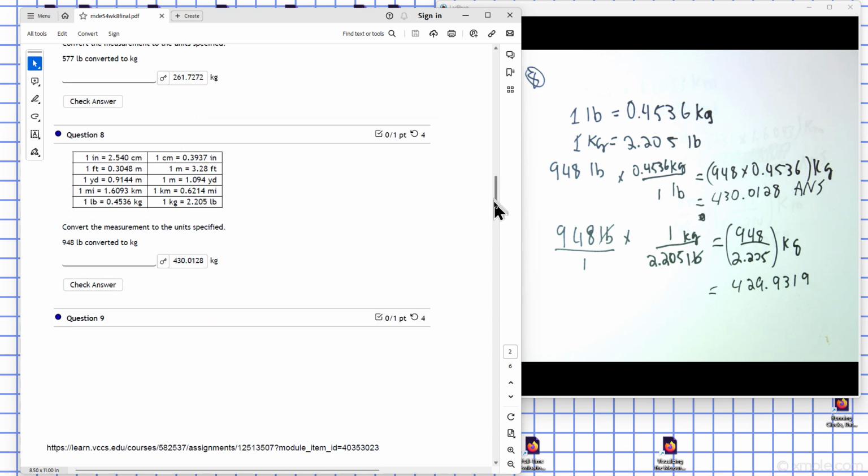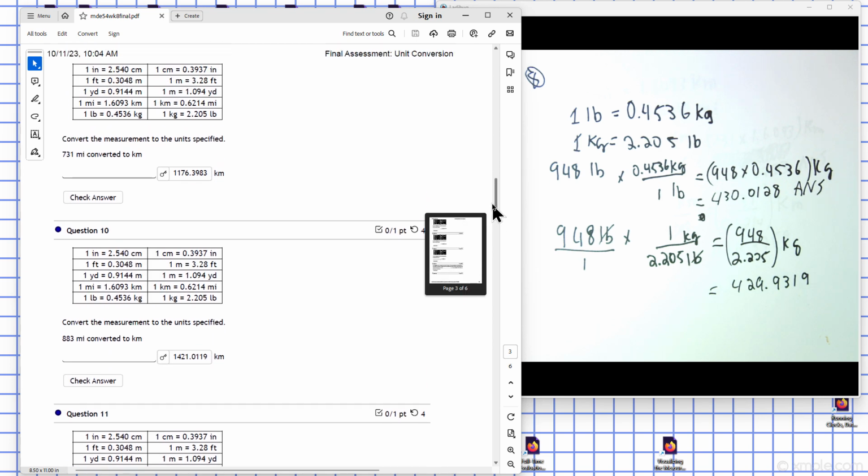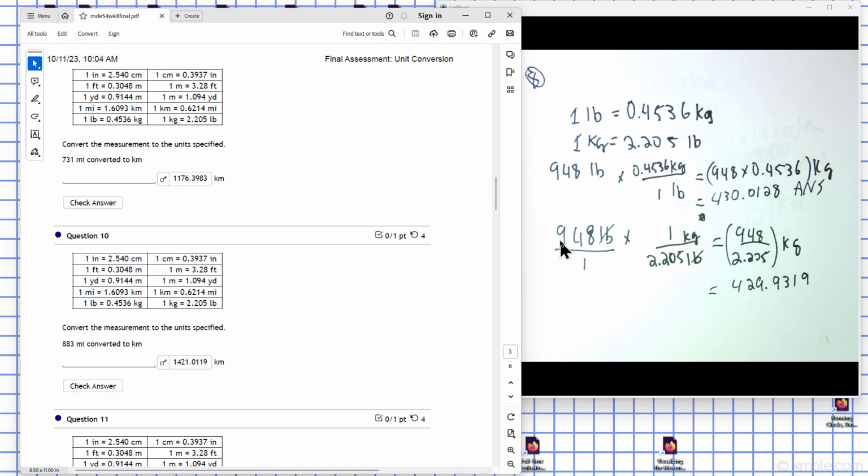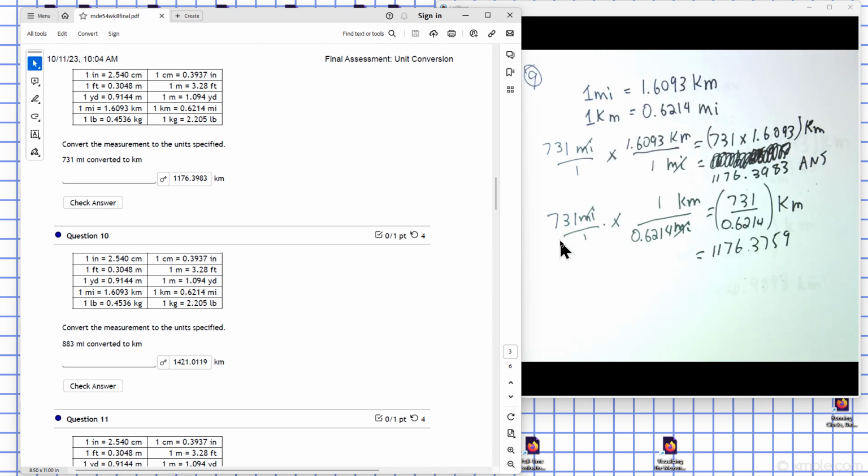That was number 8. Number 9. 1 mile is 1.6093 kilometers, and 1 kilometer is 0.6214 miles. So I convert number 9 to kilometers. In this case here, you get one value for the number of kilometers, and another value here. And you see the correct one is there.